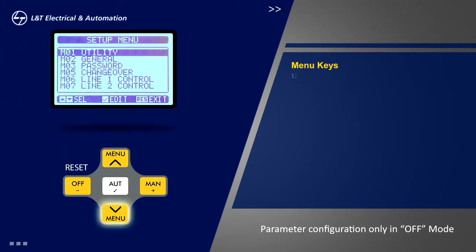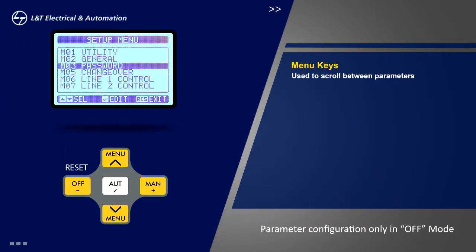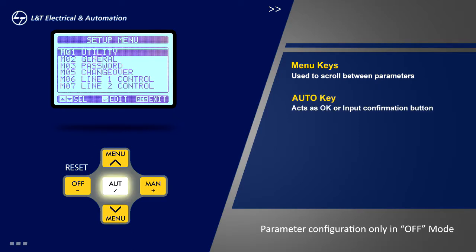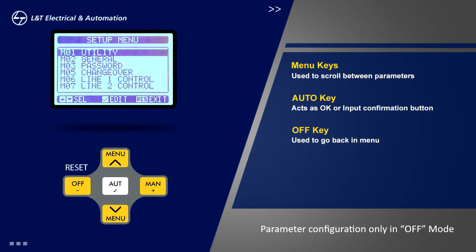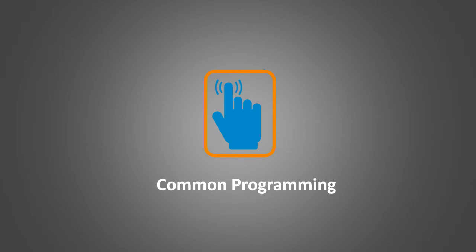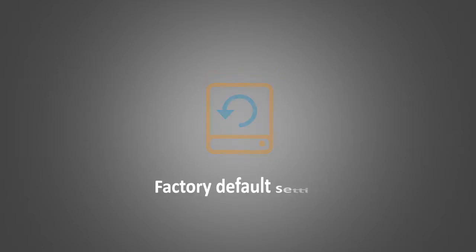The other 2 are menu keys, which are also used to scroll between parameters. The auto key at the center also acts as OK button or input confirmation button. The off key is used to go back in menu. Common programming. In this module, let us look at the programming part which is common for all the switching devices. Factory default settings. Let us see the procedure when the user wants to restore factory default settings.